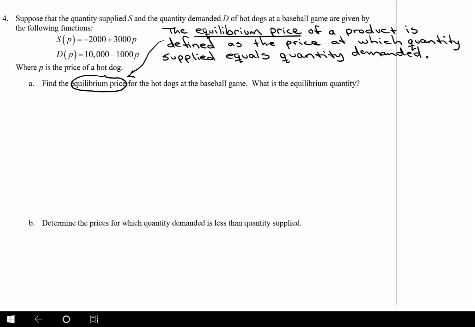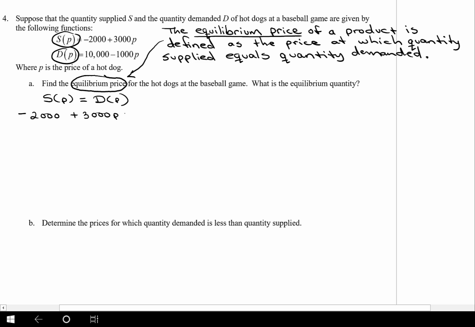So in order to find this, I would have to take my two functions here, my S of P and my D of P, and I would need to set them equal to each other. So S of P equals D of P. I'm going to replace those with what S of P and D of P are equal to, and I'm going to solve this equation in one variable.